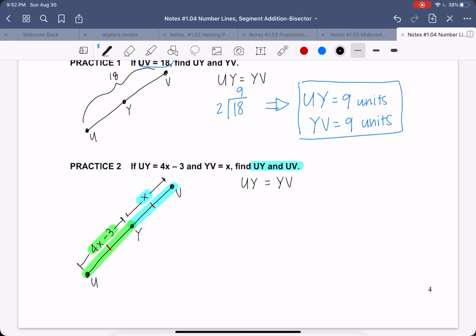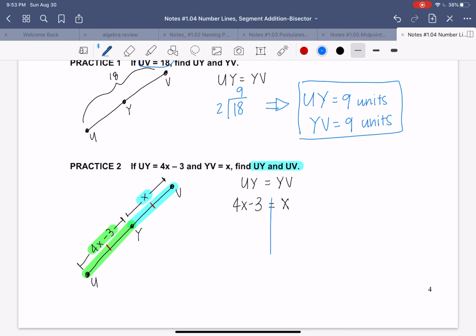So UY, this distance right here in green, is 4x minus 3. So I substitute in for the distance of UY. And then YV is x, highlighted in blue. Now I'm going to solve for x. I have an x on both sides, so I need to get x on one side of the equation. So I'm going to move my 4x over, so I have a minus 4x.